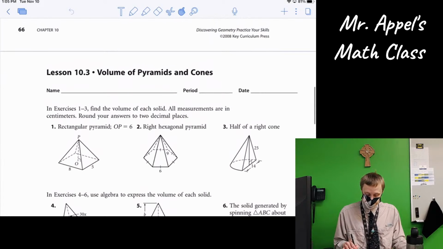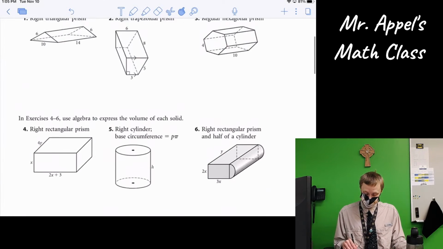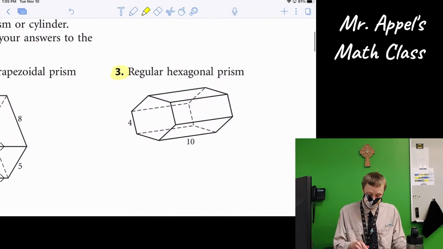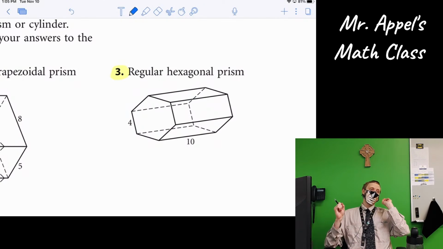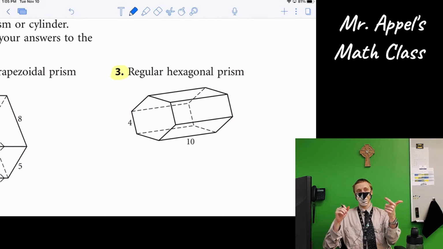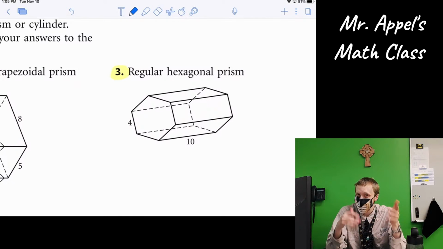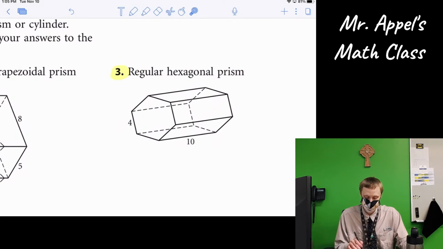I do want to draw your attention, though, to number 2, the hexagonal pyramid, and number 3, the hexagonal prism. Because while all of these are very much plug and chug, what shape is it? Use the formula, put in your numbers, crunch away. You've got to make sure you have the right numbers. So in this case, my base is a hexagon, and my height here connecting the two would be 10, but I only have the side length of my hexagon.